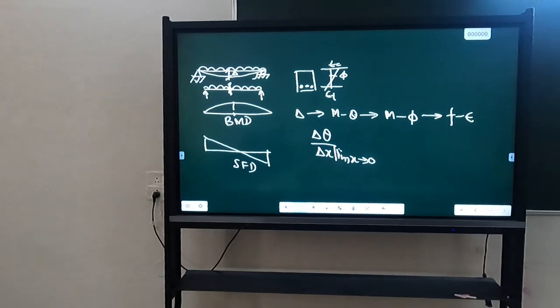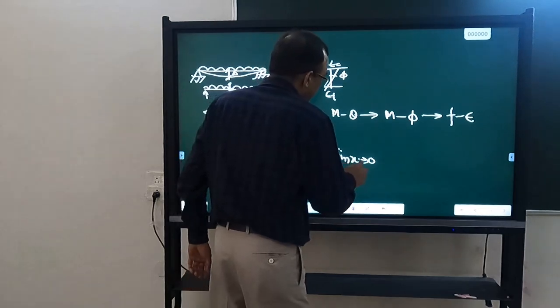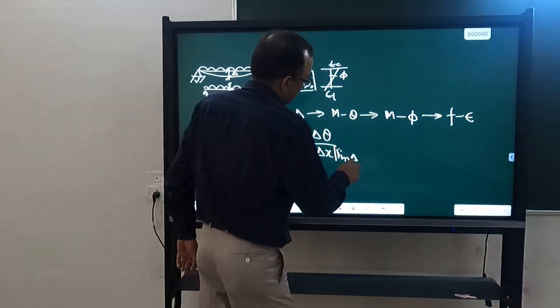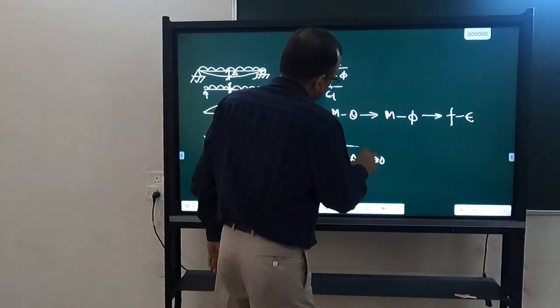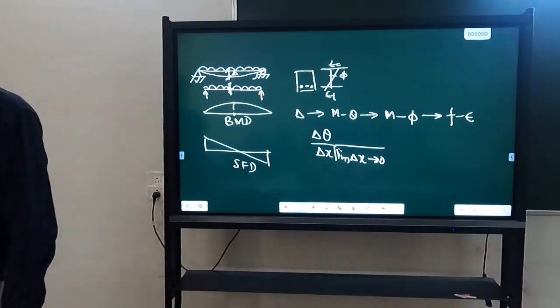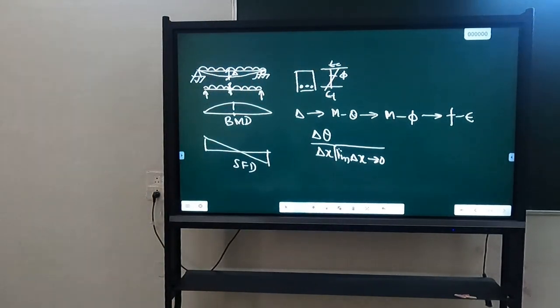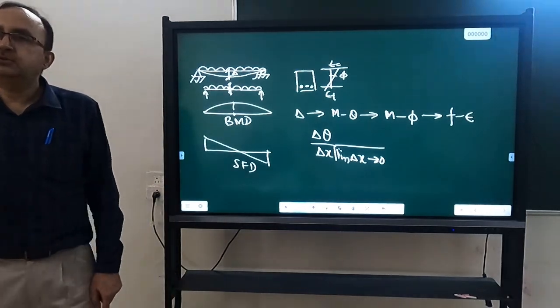So actually this is a limit, it is not at delta x equal to 0, okay. It is a limiting case, when delta x tends to 0. It's very, very small, that's the basics of calculus. When delta x tends to 0, it means it is lying here only. Then it is the slope of the tangent. dx is small, but not 0.